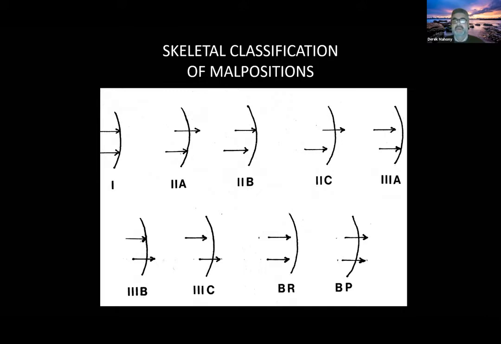So then when I discuss maybe in a future lecture the class 3s, the most airway problems in class 3s are maxillary deficient. So normal mandible, but mid-face deficient maxilla.